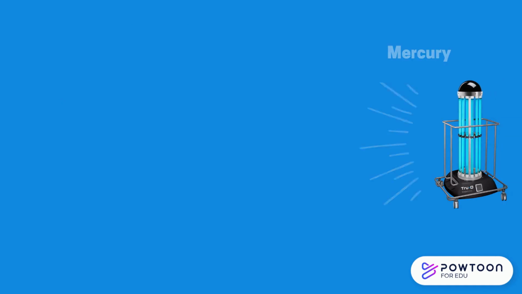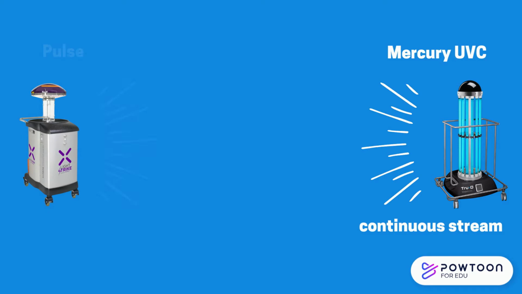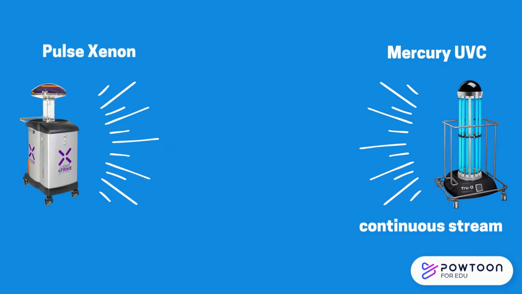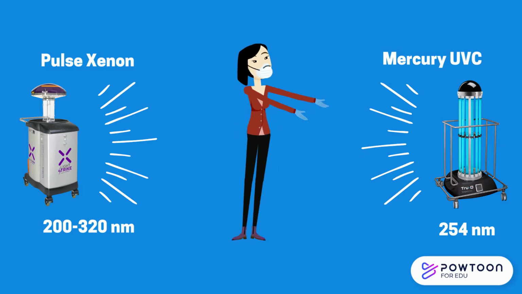One type of device emits a continuous stream of UVC light through a mercury bulb, while the other type of device, known as pulse xenon UV devices, makes use of xenon lamps to produce millisecond flashes of full germicidal light. These two devices also differ in the intensity of UVC light that they emit. The mercury bulb devices emit a continuous stream of UVC light at approximately 254 nanometers, whereas the pulse xenon UV device emits a range of light between 200 to 320 nanometers, making use of both UVB and UVC light.